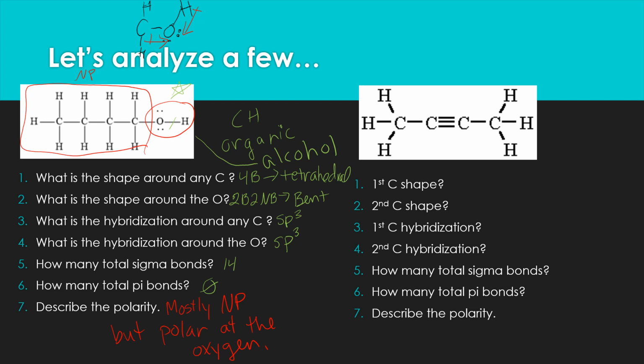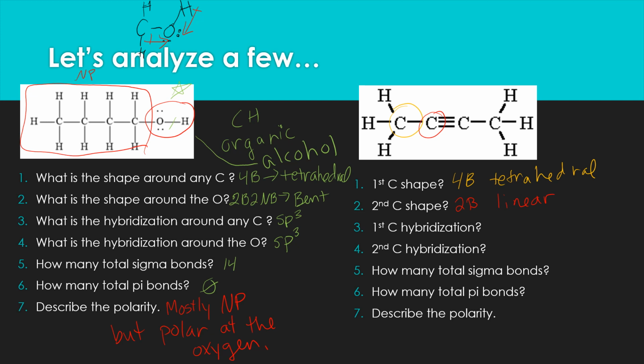So it says for our first one, what's the shape around our first carbon? So that first carbon, we've got 4 bonds around it. 4 bonding domains, that's going to be tetrahedral. Then it says around the second carbon, if we look at our second carbon, it only has 2 bonding domains and no non-bonding. So 2 bonding domains makes it linear. So we have a nice linear shape there.